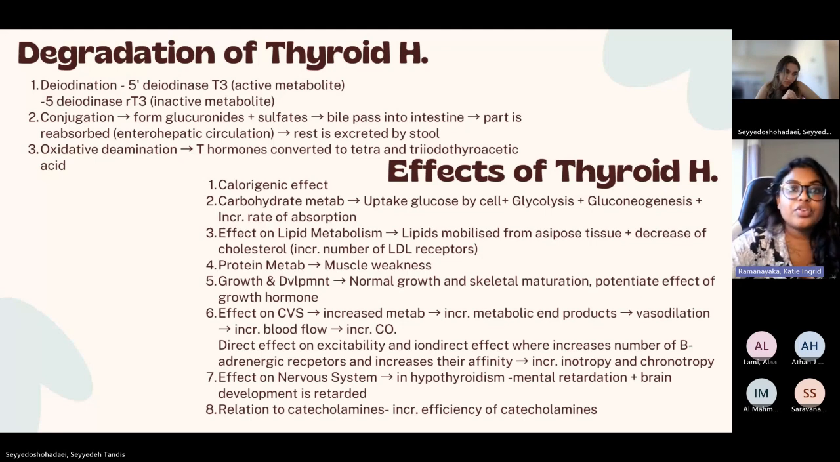Then once it's deiodinated, for it to be removed in stool, it needs to be conjugated because it needs to pass through with the bile. So it gets conjugated. It can form compounds known as glucuronides and sulfates, and then it's able to be part of the bile. The bile passes from the gallbladder and the liver into the intestine. A part of this moves through the stool, while a part of it is reabsorbed again in the intestine. If it gets reabsorbed, then it undergoes oxidative deamination, where it is converted to tetra and triiodothyroacetic acid.